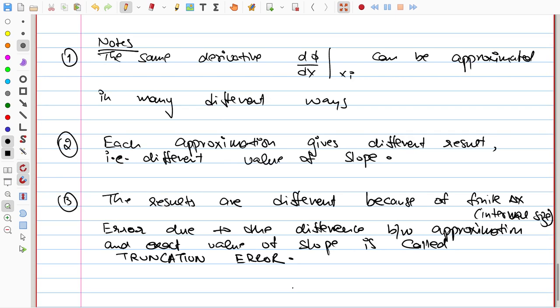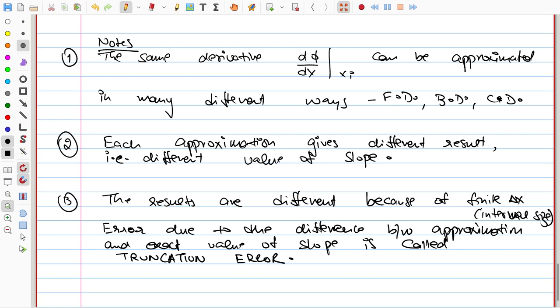Right, so a couple of notes that we should talk about. The first one says the same derivative d phi by dx at any given point xi can be approximated in many different ways, as we have seen. We have seen three methods today. One is called the forward difference, another is called the backward difference, and the third one was the center difference. There could be others. So different methods can be used to approximate the same derivative.